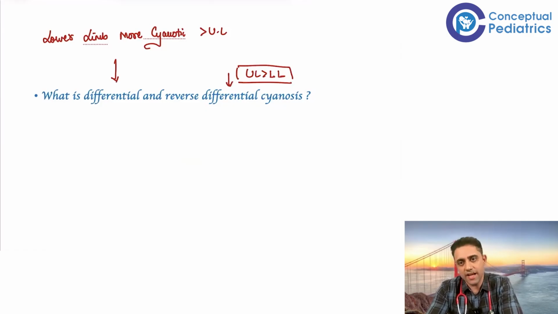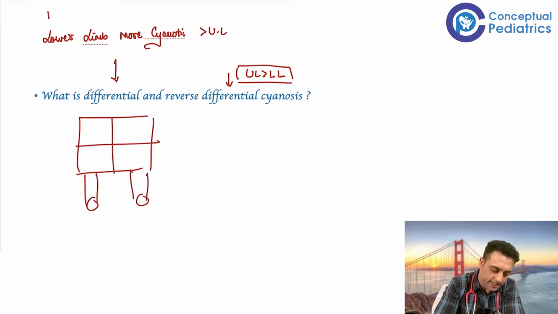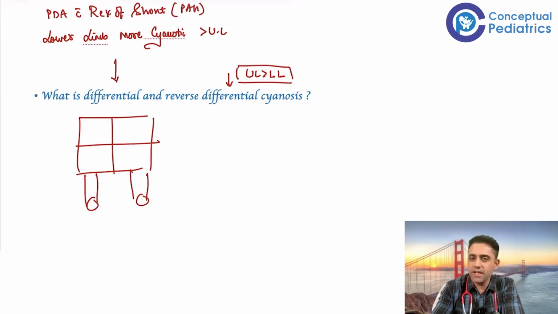And when your upper limbs are more blue than the lower limbs, that is known as reverse differential cyanosis. Now, with examples and explanations, very straightforward questions. Remember, in a case of PDA with reversal of shunt, or I can say PDA with pulmonary artery hypertension, which is almost like a reversal of shunt.